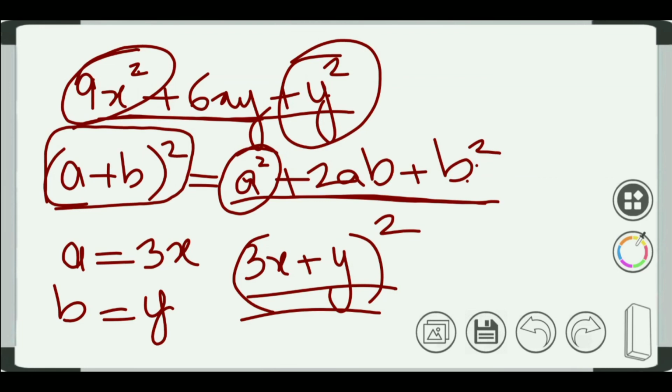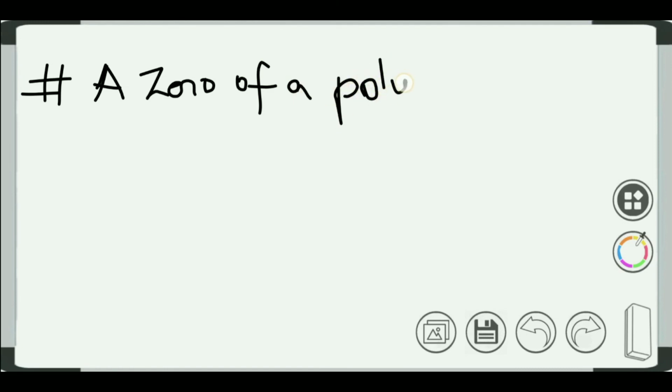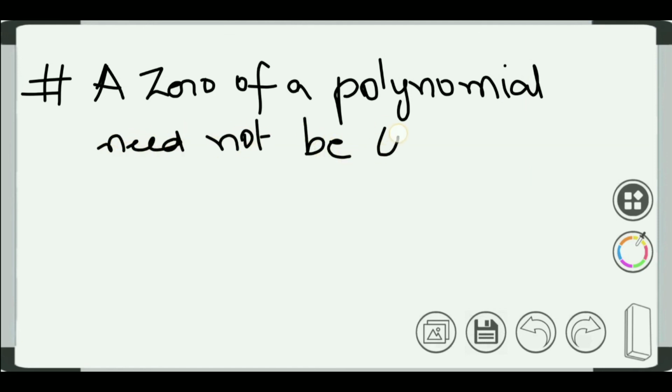Okay, there are some more important points to be discussed regarding the zero of a polynomial. First one, a zero of a polynomial need not be 0, right? The zero of a polynomial need not always be 0. It can be 2, it can be 3, it can be 4 or any number. It's not necessary to be always 0.